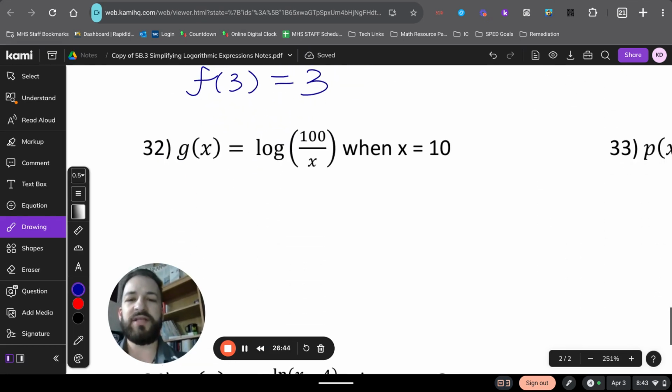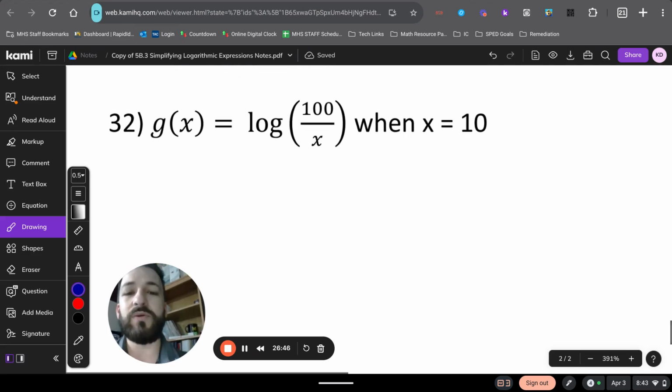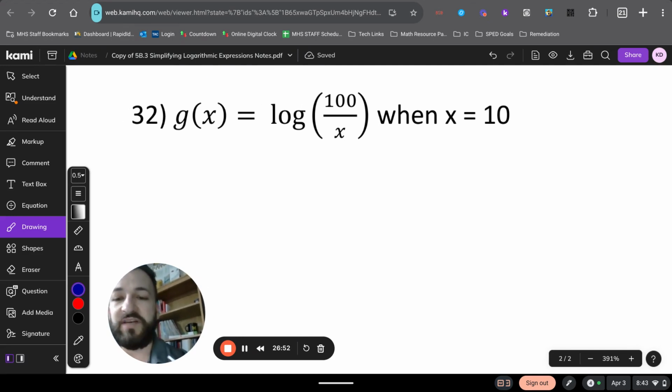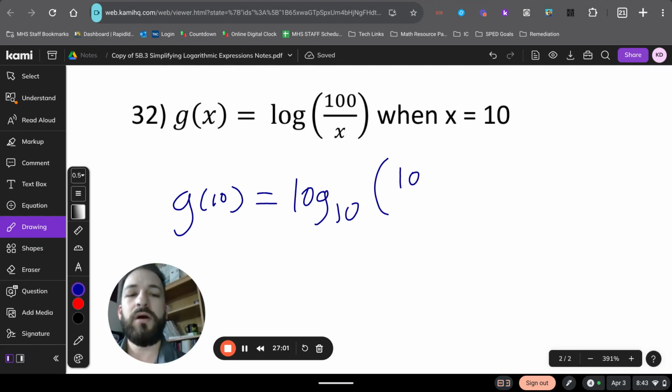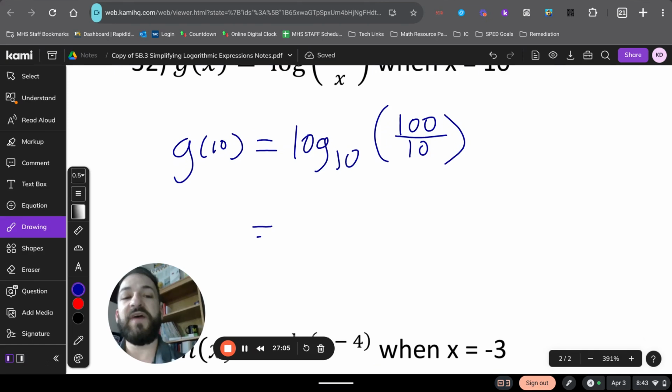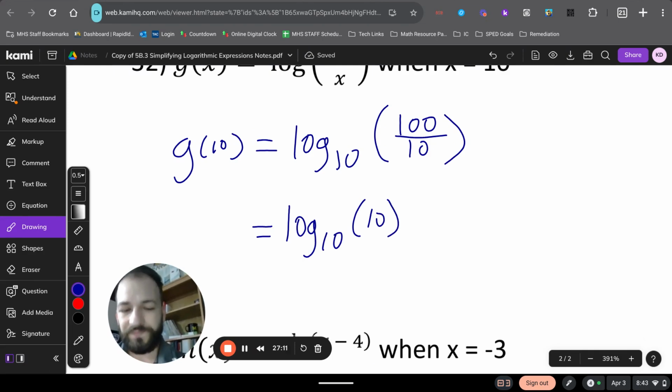Let's look at 32. We have g of x is equal to log of 100 divided by x. And we want to know what it is when x is equal to 10. So g of 10 would be equal to log, and I'm going to go ahead and add in our base 10 because I think it's going to be helpful, of 100 divided by 10. So that would simplify down to 100 divided by 10 is 10, so log base 10 of 10.